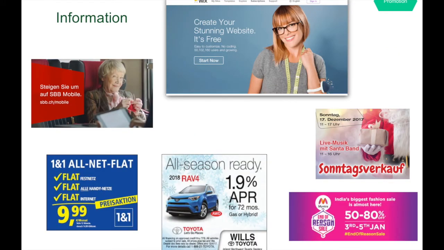Information. So maybe after rising awareness, there is this information piece where the customer really understands what we are trying to sell, what is in it for him. So this is more specific. The left example, that's again the SBB, the Swiss railway system. And this campaign was actually a video campaign. It showed how you can use the new mobile app, how easy it is to use the new mobile app and buy your passes.